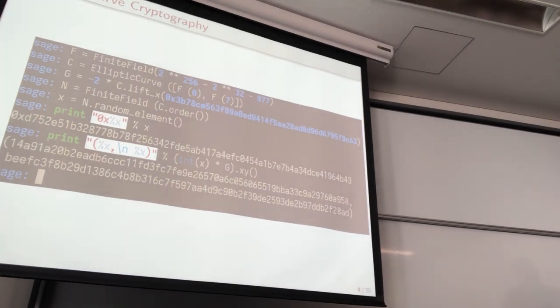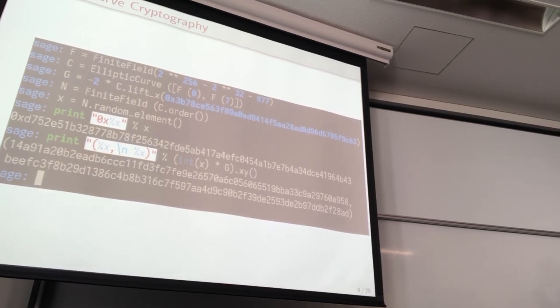Wait, was it Certicom that came out with those standards? No, it was SECG. Is Certicom part of SECG? Not sure. I don't know the members of SECG specifically, but it's a standards body. It's not NIST. I know that.